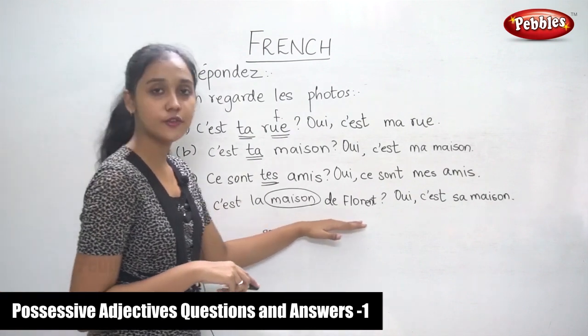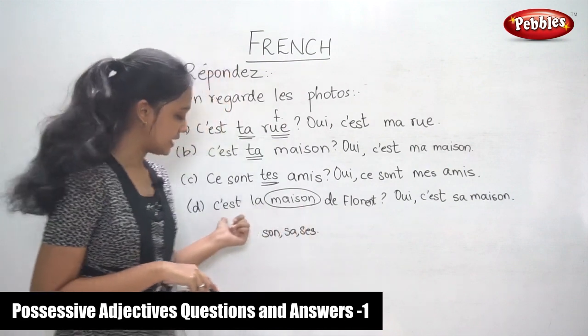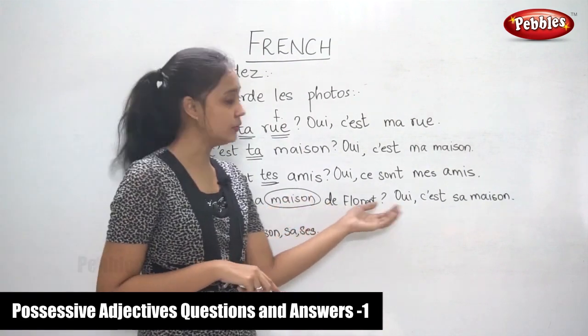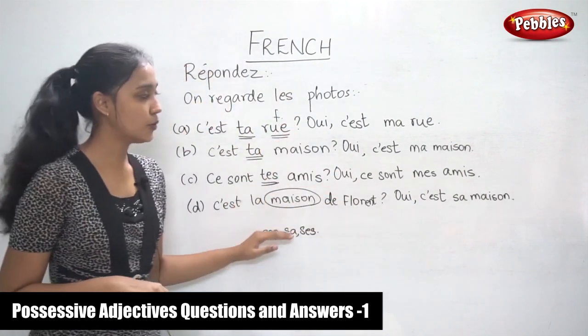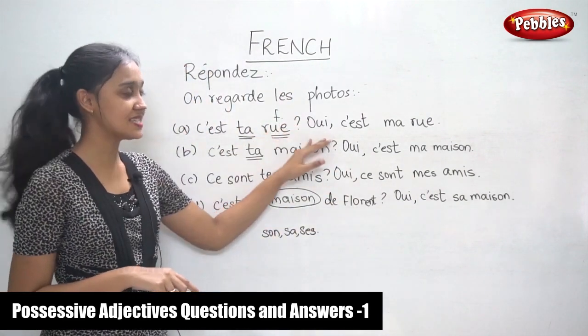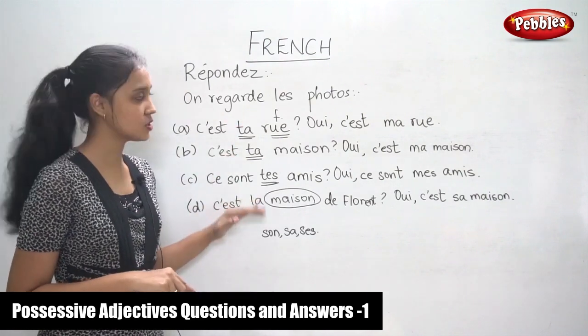C'est la maison de Florent. It is the house of Florent. Oui, c'est sa maison. Yes, it is his house. So, now we know how to answer the questions using the possessive. So, I'll give you some more sentences to practice.